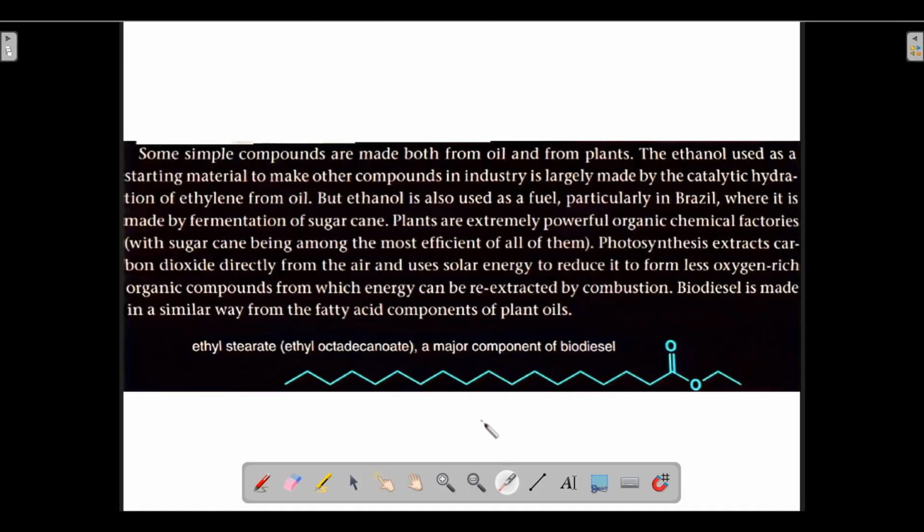In a product in which carbon is more and oxygen is less, when we burn that product, more energy will be released. So more energy will be released by combustion.